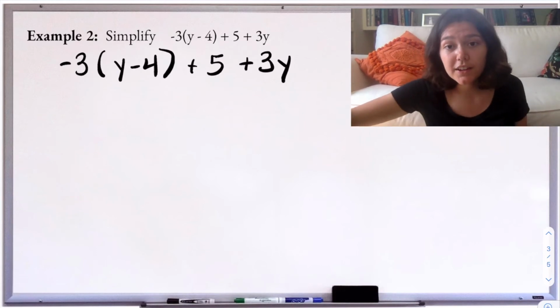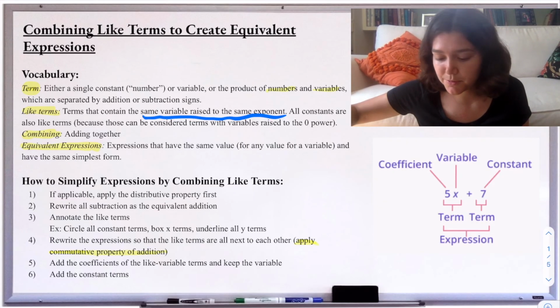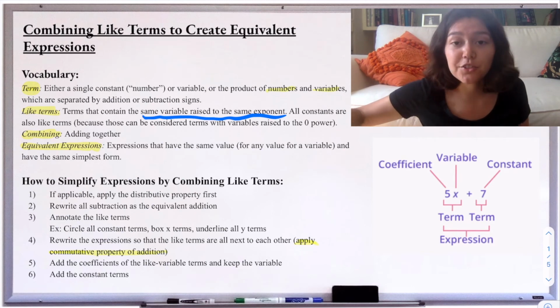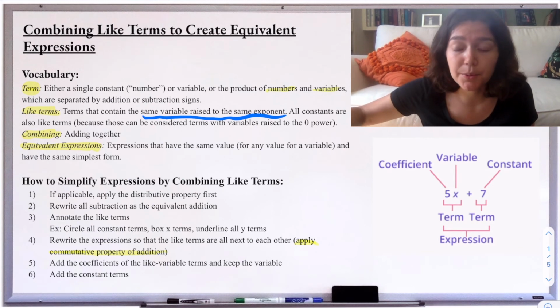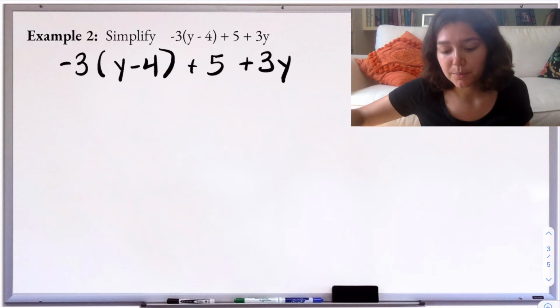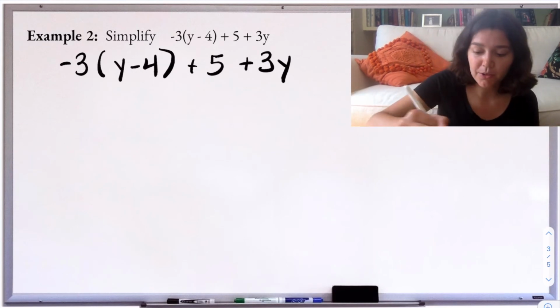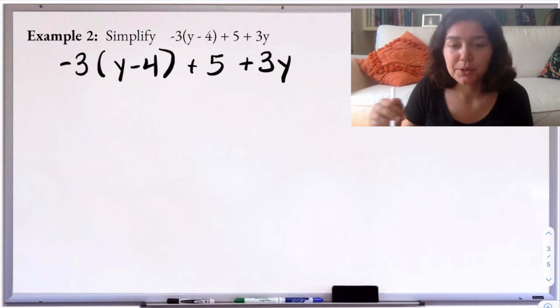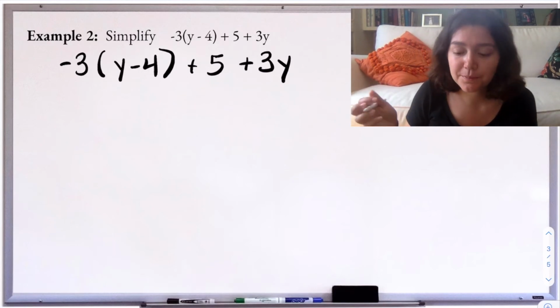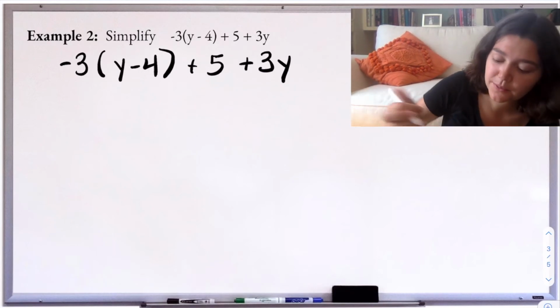Okay, here if we look at step number 1, we know step number 1 is to apply the distributive property if it's applicable. It is here because we have this quantity in parentheses, and then a coefficient, that -3 that's being multiplied to the entire quantity. Thus, we're going to distribute first.